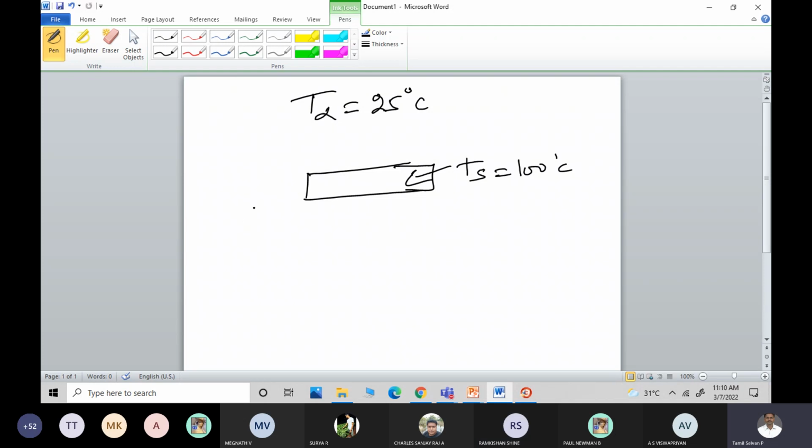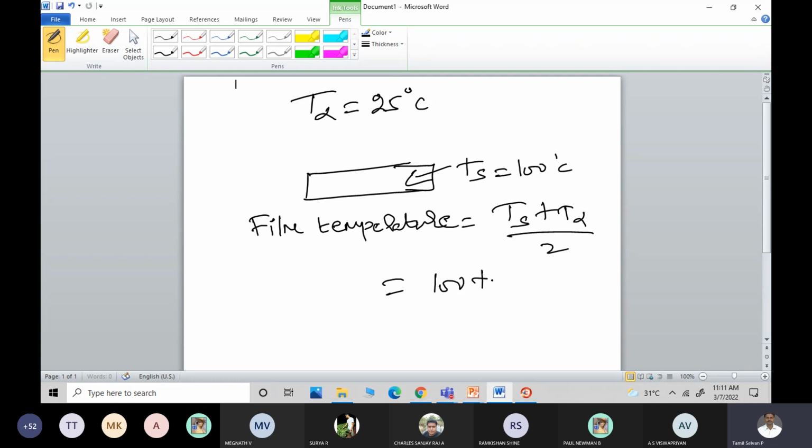We should be taking the film temperature. All of you students, please understand, we have a concept. We take the values at film temperature, which is Ts plus T infinity divided by 2. So 100 plus 25 is 125 degrees, divided by 2, which is 62.5 degrees C. So we have to take the property values at film temperature.